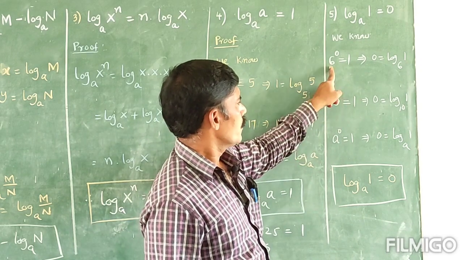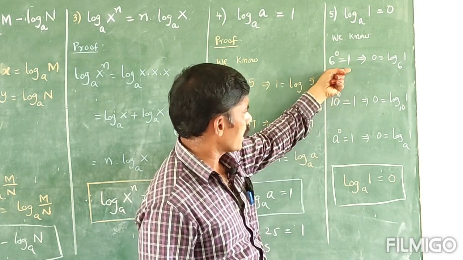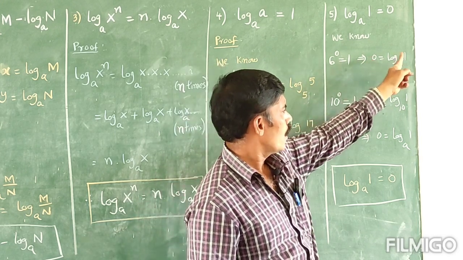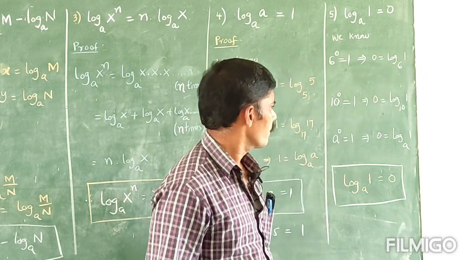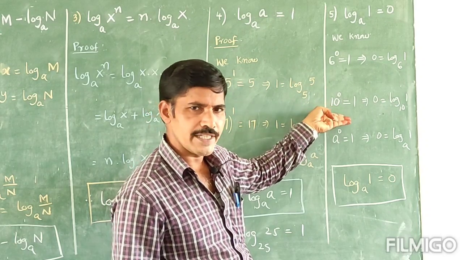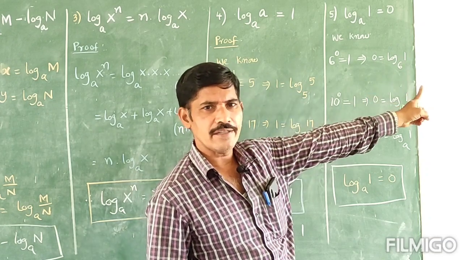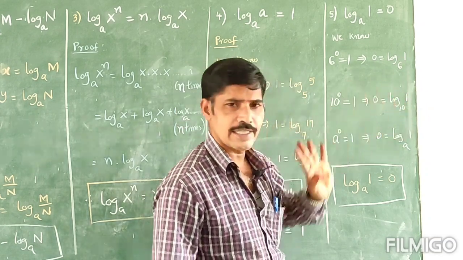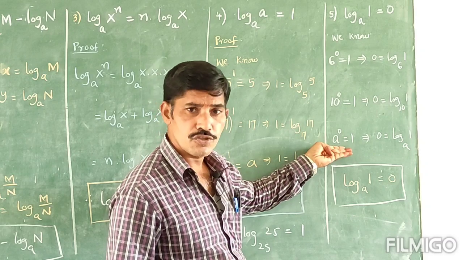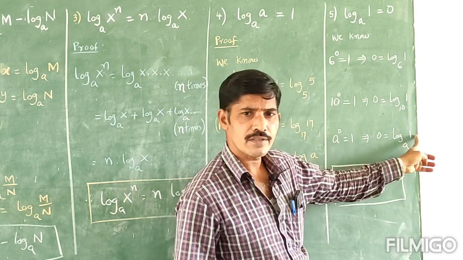You know, 6 power 0 is equal to 1. Write it as a logarithm: 0 is equal to logarithm of 1 to the base 6. Take one more example. 10 power 0 is equal to 1. If you write it as a logarithm, you will get 0 is equal to logarithm of 1 to the base 10. a power 0 is equal to 1. You can write it as 0 is equal to logarithm of 1 to the base a.